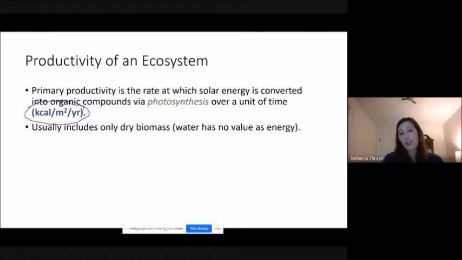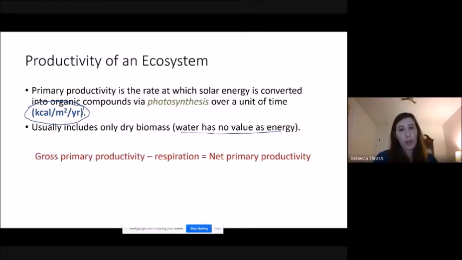We can actually, again, quantify this by massing the dry biomass of the producers themselves. The reason we have to use dry biomass is because water has no value as energy. And so normally we have to dehydrate a specimen in order to really know how much primary productivity has happened.